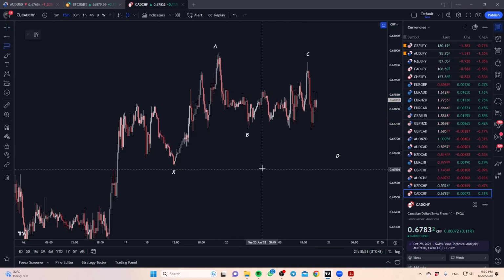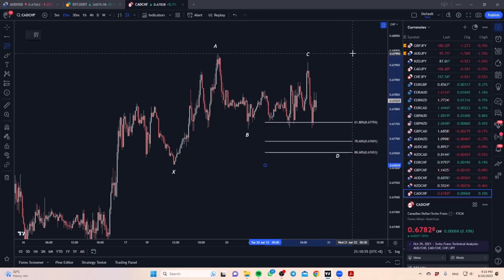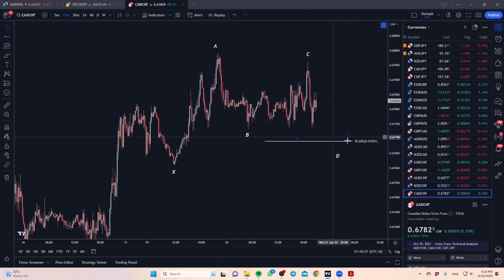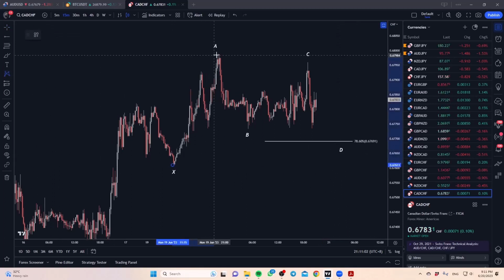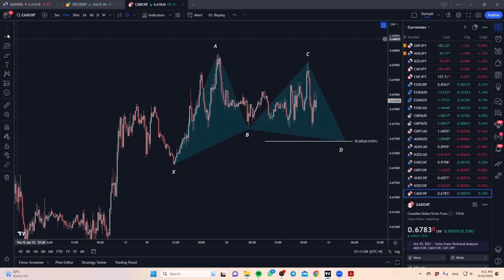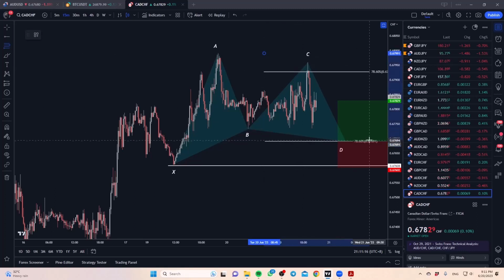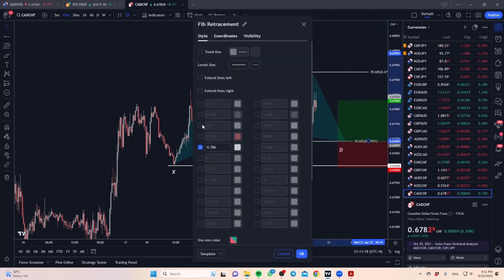So D point here is going to complete at 786, right? So we're going to take from X to A. 786 is the completion zone, right? And again, if I just draw in that pattern illustration, that's how it looks like, right? So then, very straightforward, everything becomes rule base. You look for a buy, it stops at the bottom. Your target over here, you take from A, pull it to D, target 1, target 2, 618. That's how you set it up.